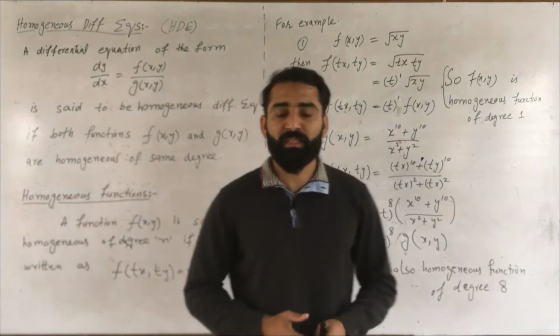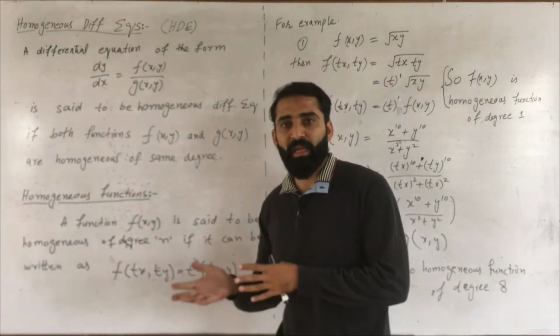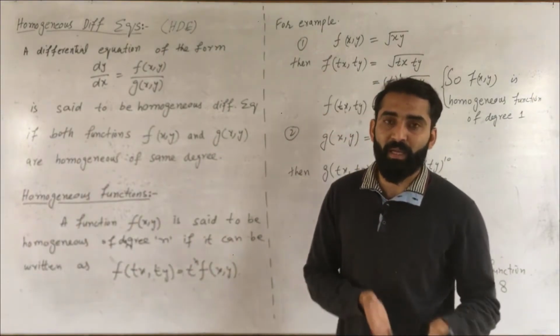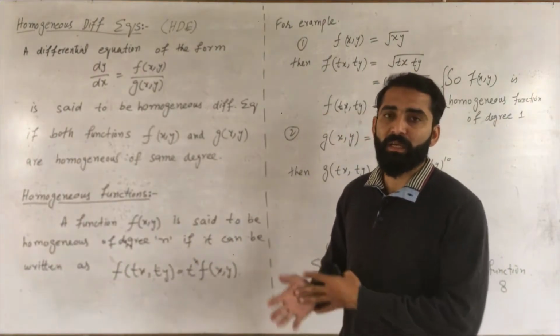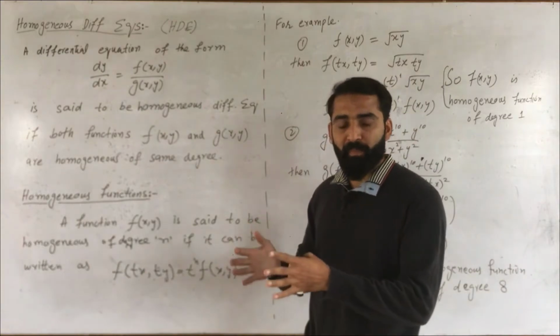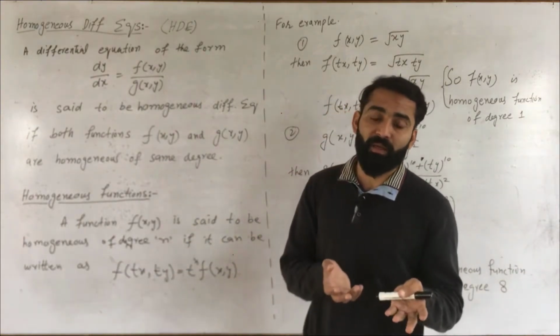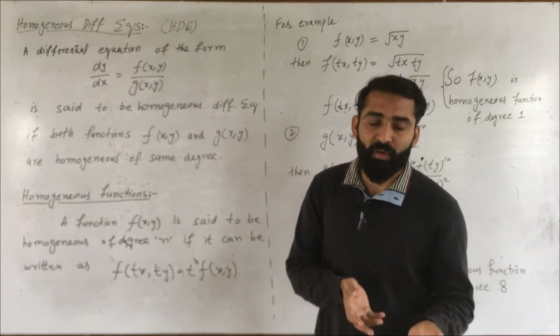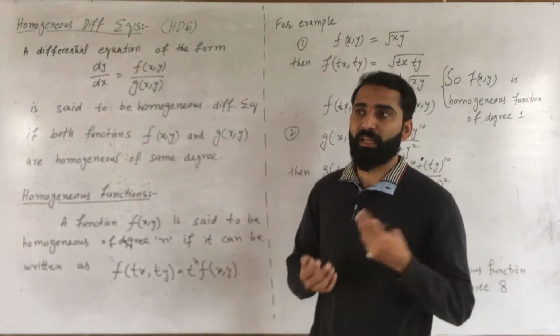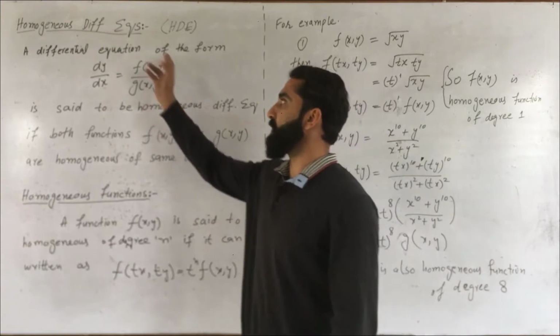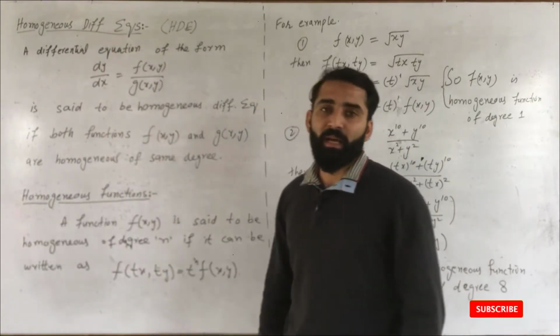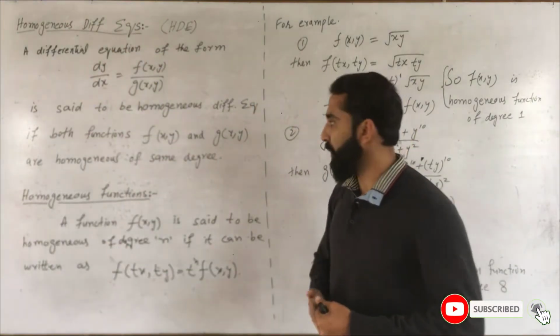If these two functions f of x y and g of x y are both homogeneous of the same degree, that is, if f is homogeneous of degree n, then g should also be homogeneous of degree n, then we say that this equation is called a homogeneous differential equation.